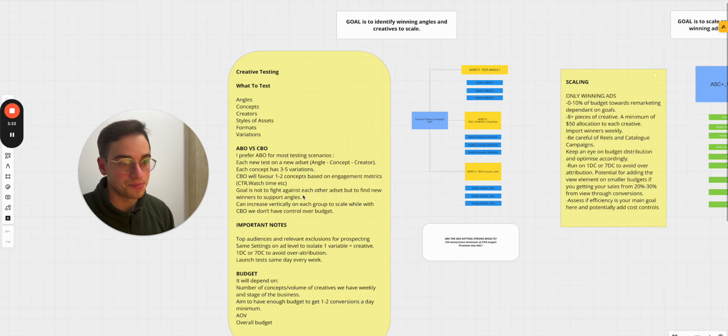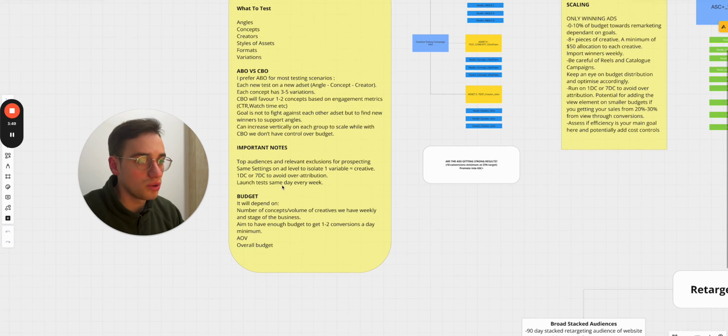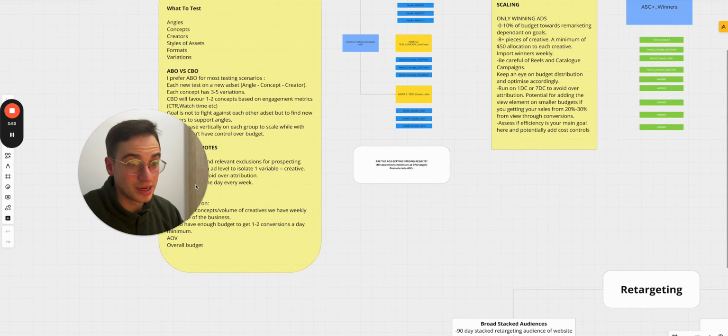I don't mind if, let's say, angle one has a 2.5 ROAS and angle two has a 2. If they're both profitable and they add to my overall arsenal of creatives, that's fine. Some important notes here: I only run my tests on click-based attribution, and I highly recommend you do so. It's much more incremental and close to the revenue on Shopify. The only time I would consider adding a view-through conversion element is on a small budget where you want to get as much data as possible.